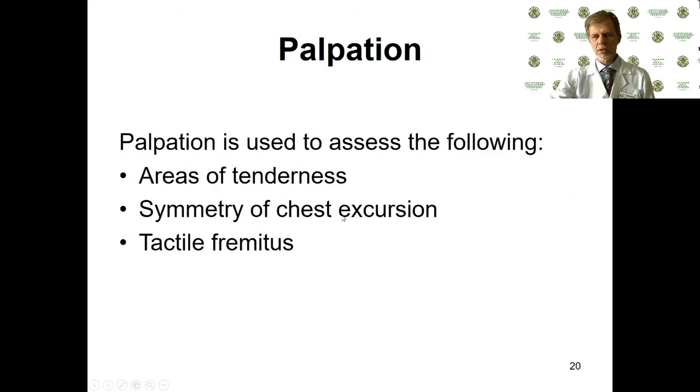Now, symmetry of chest excursion. It's clear because we have a left and right lung, and normally they should inhale and exhale symmetrically. If we have some delay in excursion of one side, it may tell us about some pathology on this side.